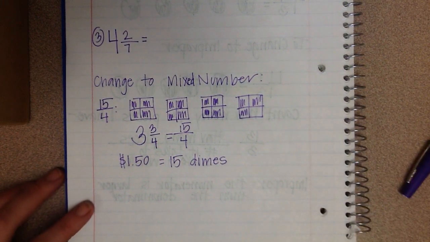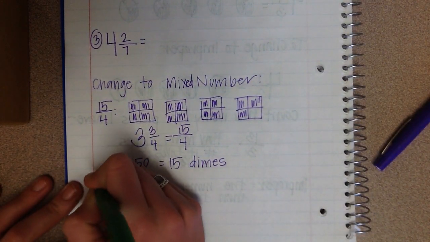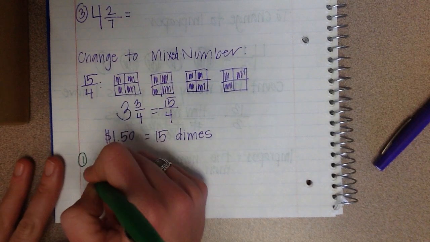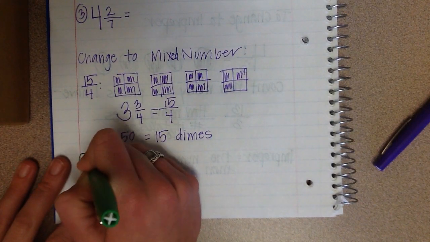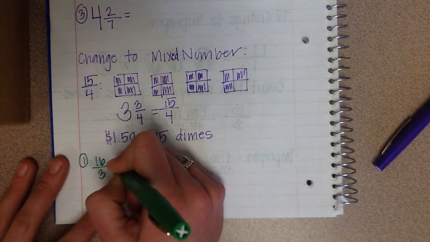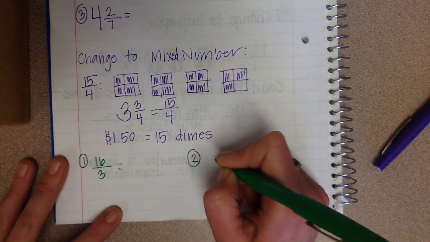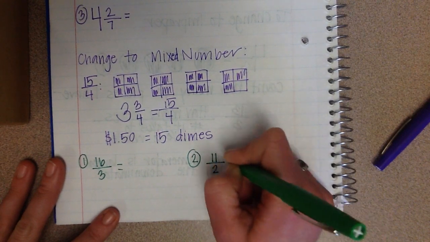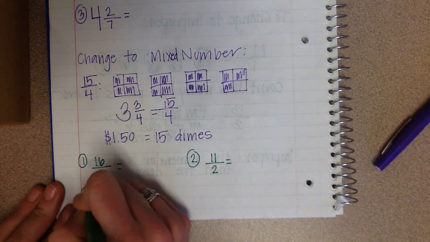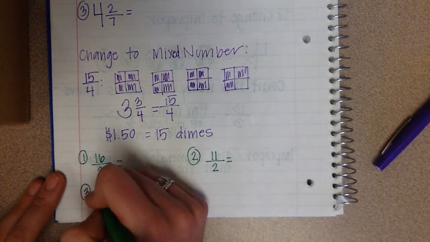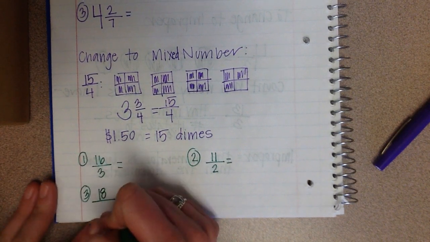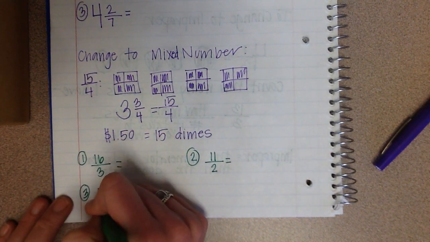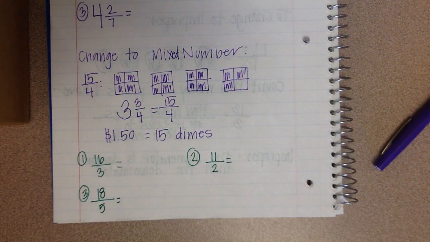So let me give you 3 problems to change to mixed number. Number 1, I want it to be 16/3. Number 2, I want it to be 11/2. And number 3, I'm going to say 18/5. Okay, so I want you to come to class with these. I understand this was quick and to the point. We're going to practice doing this tomorrow.